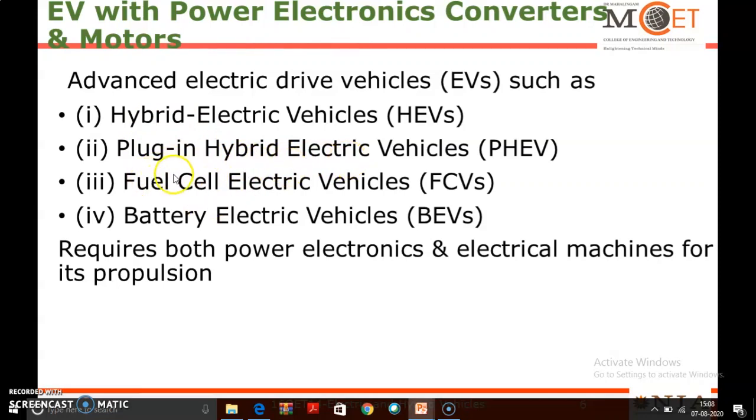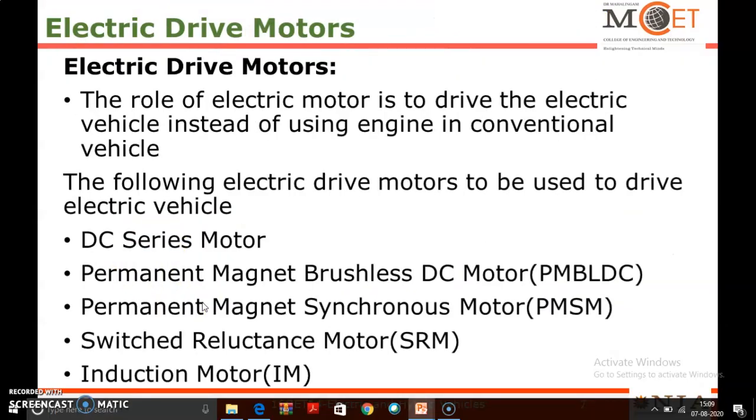Next is a fuel cell electric vehicle, where the fuel cell is used to power up the electric vehicle for its mobilization. We know that the fuel cell is an energy generator which generates green energy to power up the electric vehicle. Next is a battery electric vehicle, or simply the electric vehicle. So here all these types of electric vehicles need the power electronic converter systems and electric motor for their mobilization or propulsion.